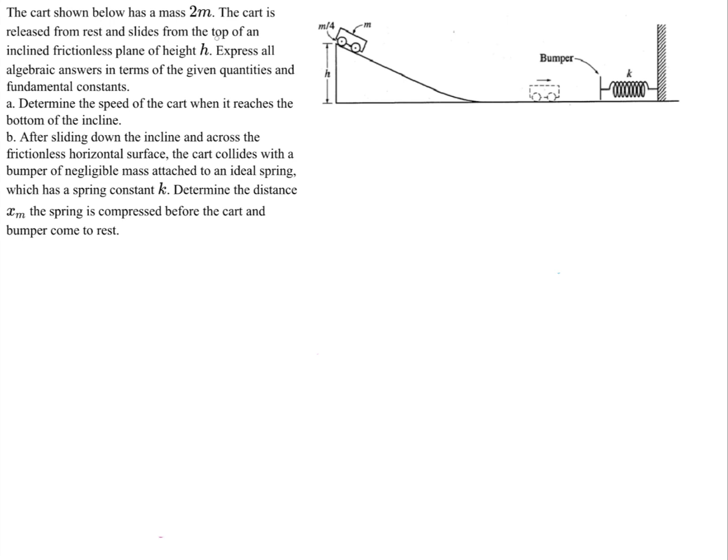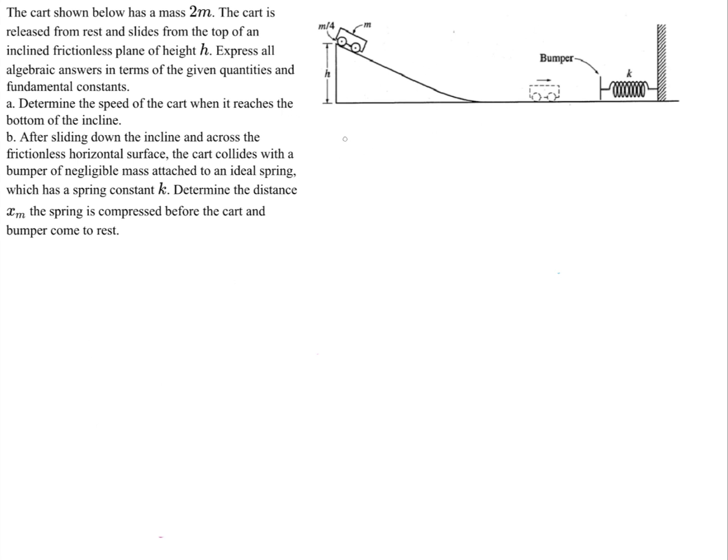The cart shown below, or over here, has a mass of 2m. The cart is released from rest and slides from the top of an inclined frictionless plane of height h. Express all algebraic answers in terms of given quantities and fundamental constants. So A asks us to determine the speed of the cart when it reaches the bottom of the incline.